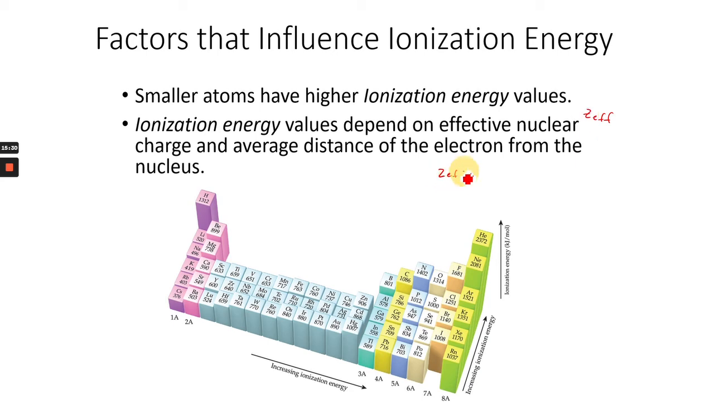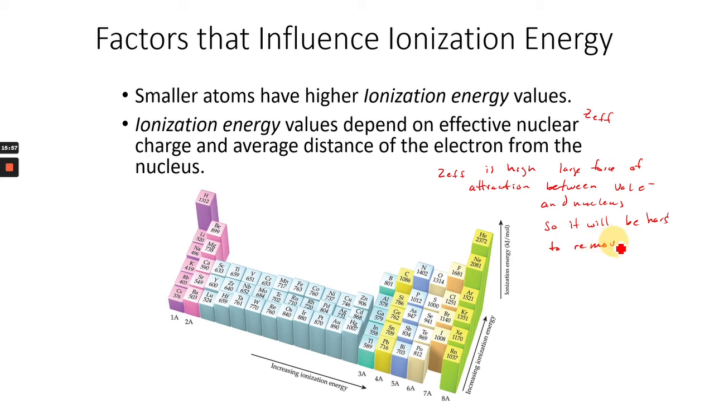So if your Z effective is high, you have a large force of attraction between your valence electron and nucleus. So it will be hard to remove an electron. So your ionization energy will be high.